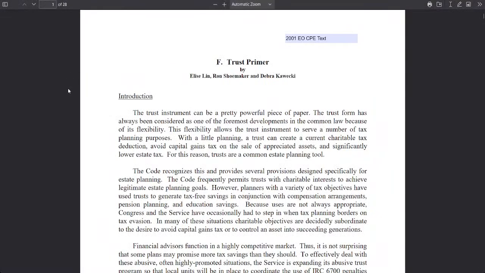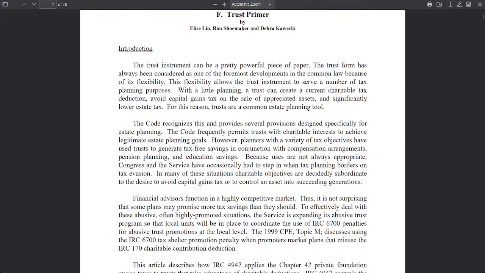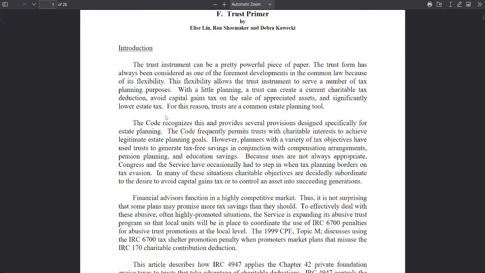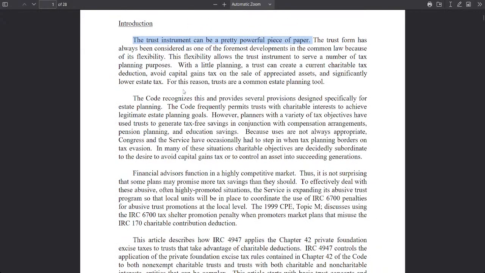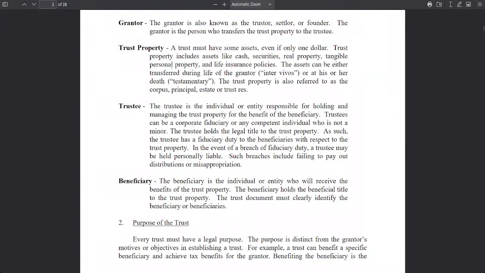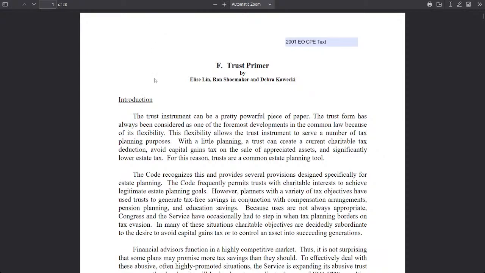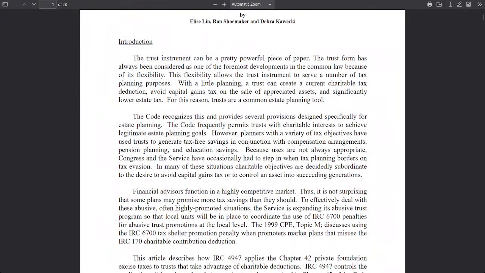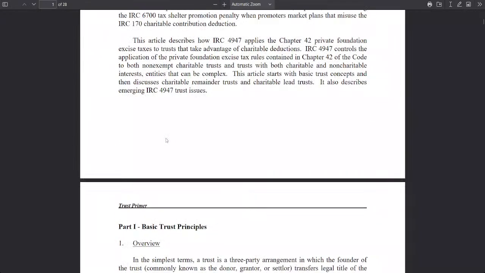Ooh, did you know the F is short for foundation? Trust primer. I'm just playing. Trust instrument is a pretty powerful piece of paper. Look at the IRS telling you: this flexibility allows the trust instrument to serve a number of tax planning purposes. Ooh-wee, right? Hold on, let's check it again. It's the IRS.gov. All right, so we're talking about types of trust, right?